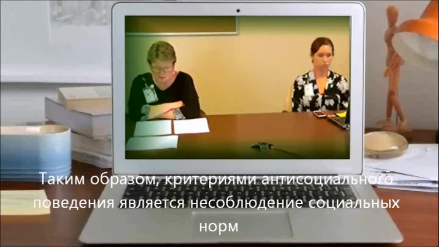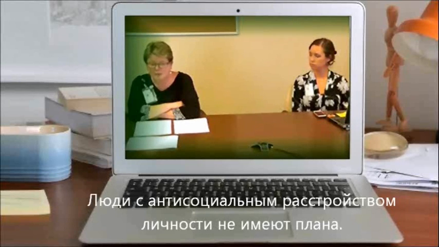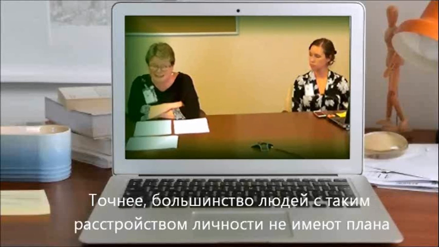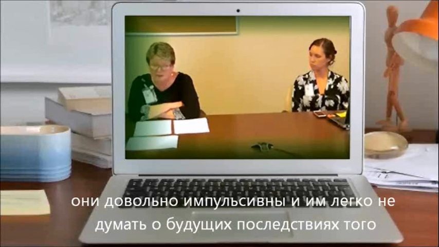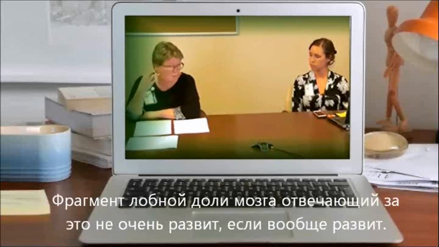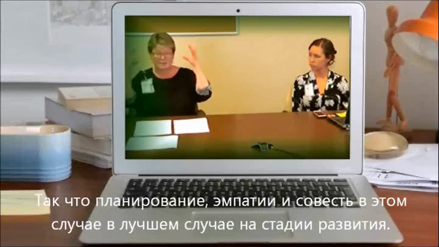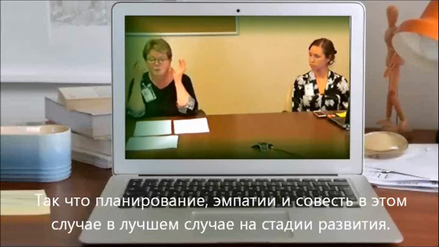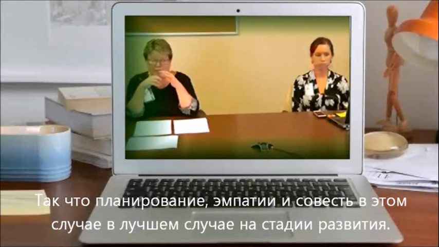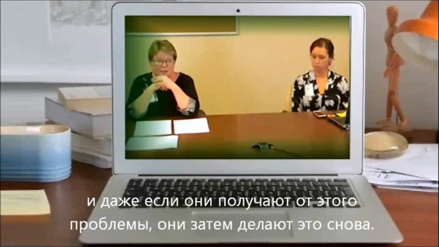The criteria for antisocial, therefore, is failure to conform to social norms, repeatedly performing acts that are grounds for arrest. People with antisocial personality disorder do not plan. Most cluster B personality disorders do not plan. They're fairly impulsive. They don't think easily of consequences. They live in the moment. That frontal lobe piece is not well developed, if developed at all. So your planning, your empathy, and your conscience that sits here is underdeveloped at best. They tend to do what they want to do in the moment and then get into trouble for it and then do it again.